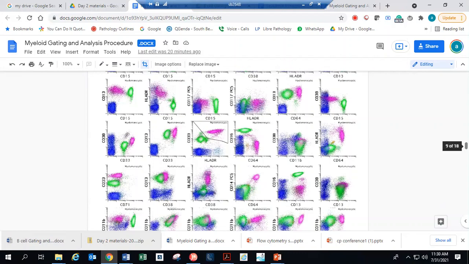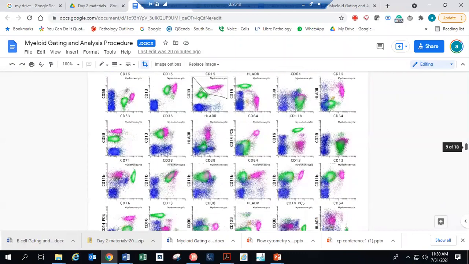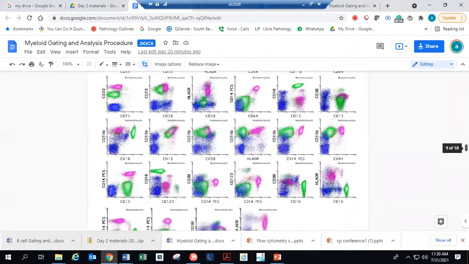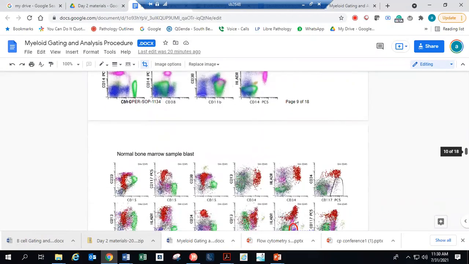Once you see it step by step, things start getting easier and understandable as to how they are going to be. For example, CD64 and CD14 bright, these are your mature monocytes. So we already saw all of that.